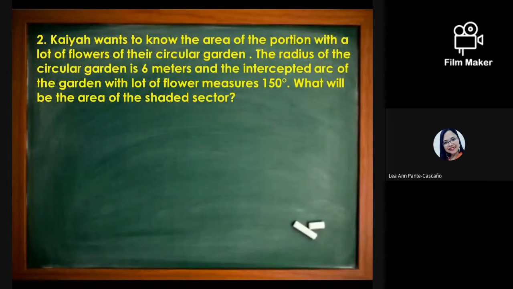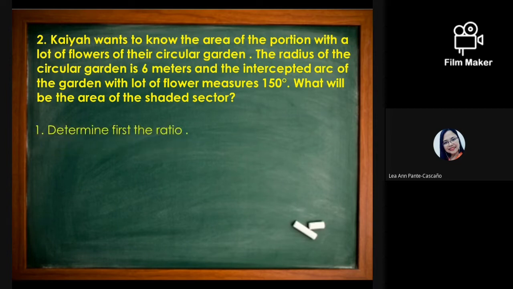Example number 2. Kaya wants to know the area of the portion with a lot of flowers of their circular garden. The radius of the circular garden is 6 meters and the intercepted arc of the garden with a lot of flowers measures 150 degrees. What will be the area of the shaded sector? So, for us to find the area of the shaded sector, we have 3 steps.